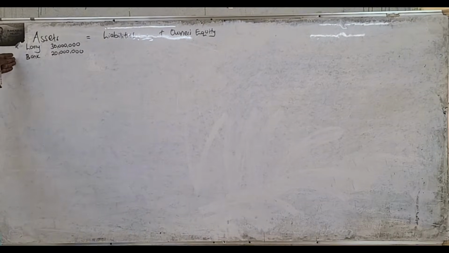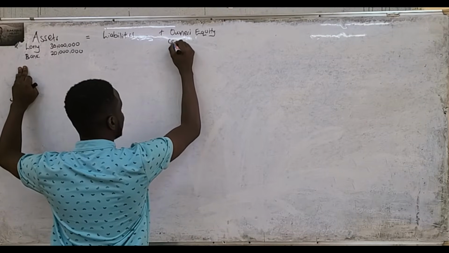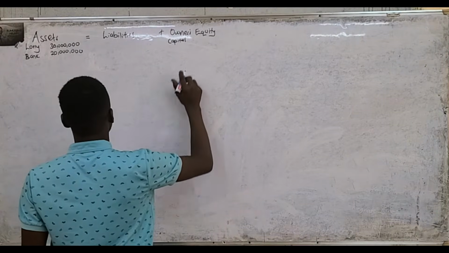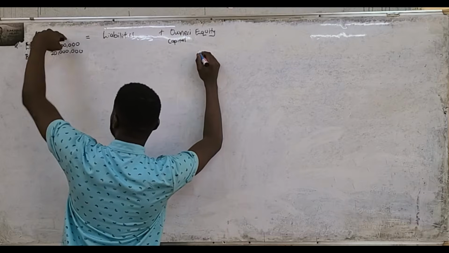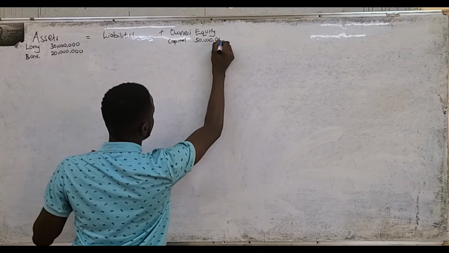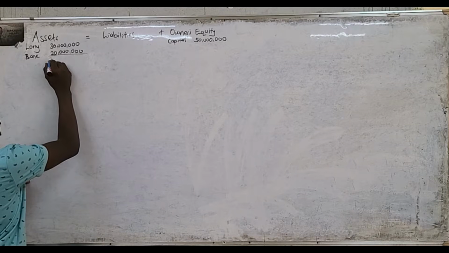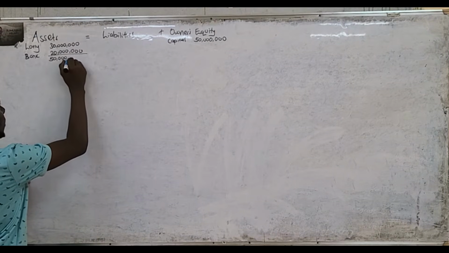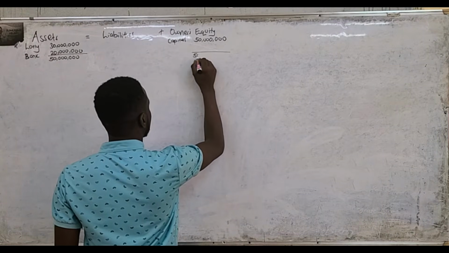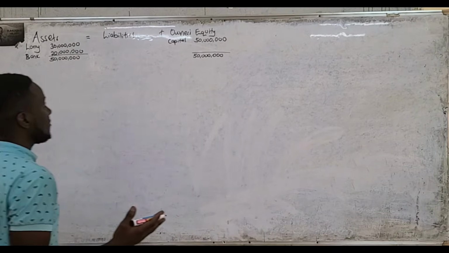So lorry and bank, since we started business with them, they tantamount to what we call capital. So we come here and we say capital. And capital is an element of equity, of all owners' equity. So our capital will be 30 millions plus 20 millions, and we shall get our 50 millions. So that is the first transaction. So if we balance off here, we are going to have 50 millions as our total, and 50 million this side as well as our total. So by us doing this, we are done with our first transaction.